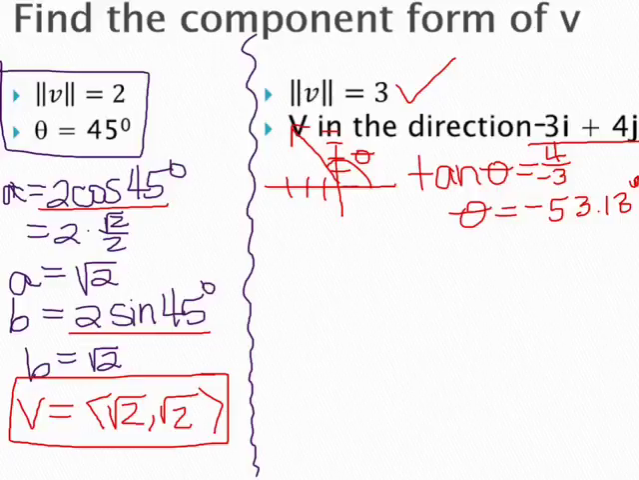Now, look at our vector. Does this vector have an angle of negative 53.13 degrees? No, it does not. This vector lies in the second quadrant, which means it should have an angle in the second quadrant. So instead of negative 53.13 degrees, turn to your neighbor and tell them how we would find what angle that actually is in the second quadrant.